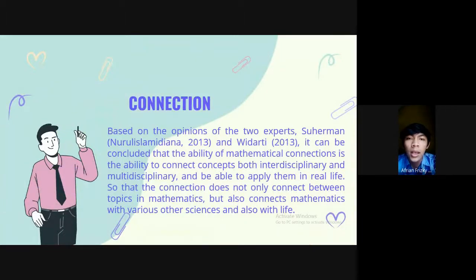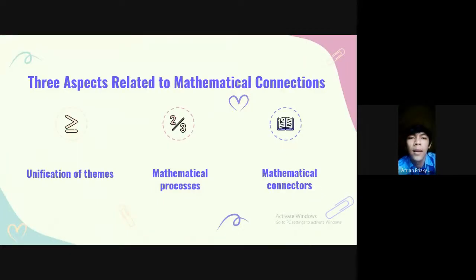And then the fourth is connection abilities. Based on the opinion of the 2 experts, that is Suherman and Widyarti, it can be concluded that the ability of mathematical connection is the ability to connect concepts both interdisciplinary and multidisciplinary and be able to apply them in real life, so that the connection does not only connect between topics in mathematics, but also connects mathematics with various other sciences and also with life.